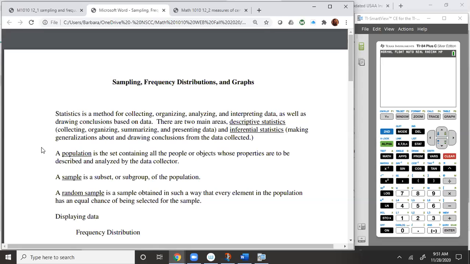A population is the set containing all the people or objects whose properties are described and analyzed by the data collector. A sample is a subset or subgroup of that population. And a random sample is a sample that's obtained in a way that every element in the population has an equal chance of being selected.